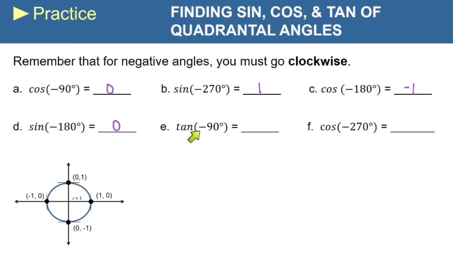The tangent of -90 means that we rotate clockwise 90 degrees, and tangent is y over x, so that would be -1 over 0, which is undefined. And for cosine of -270, again, the terminal side would go through the top of the circle, and cosine is the x-coordinate, so the cosine of -270 is 0.